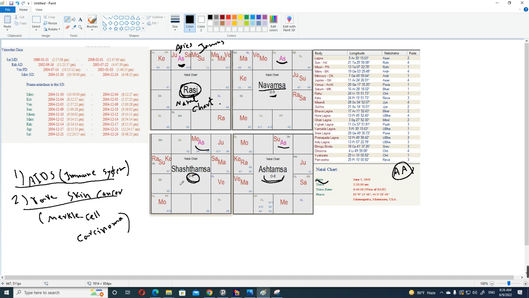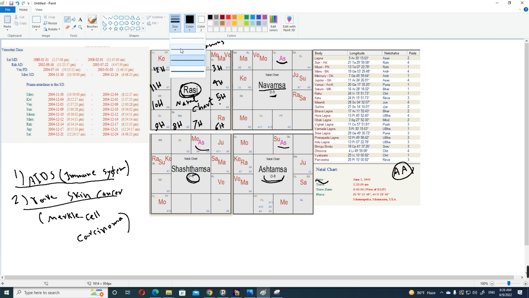Okay. Now, this is the first house of the chart. This is the second house. This is third house, fourth house, fifth house, sixth house, 7th house. Each sign equals a house in Vedic astrology. 8th house, 9th house, 10th, 11th, and 12th house. Okay?